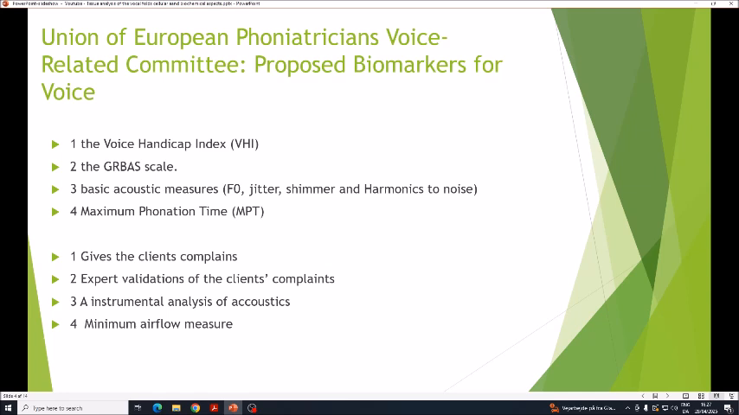This slide summarizes UEP's four main tools: Voice Handicap Index, the patient's own view of voice issues; GRBAS scale, clinician's perceptual assessment; acoustic measures, frequency, jitter, shimmer, harmonics to noise; maximum phonation time reveals vocal and respiratory efficiency. These cover patient feedback, expert validation, objective data, and physiological airflow metrics.